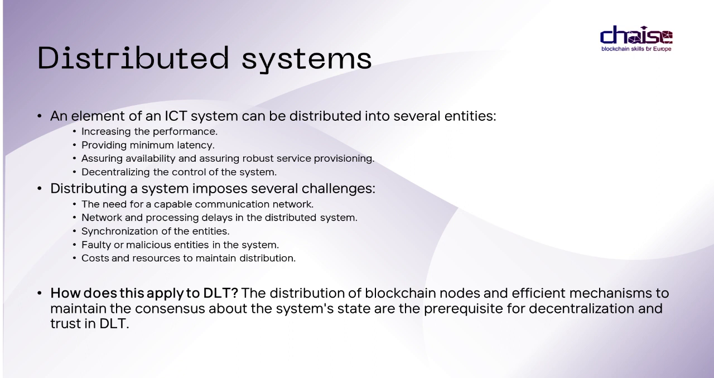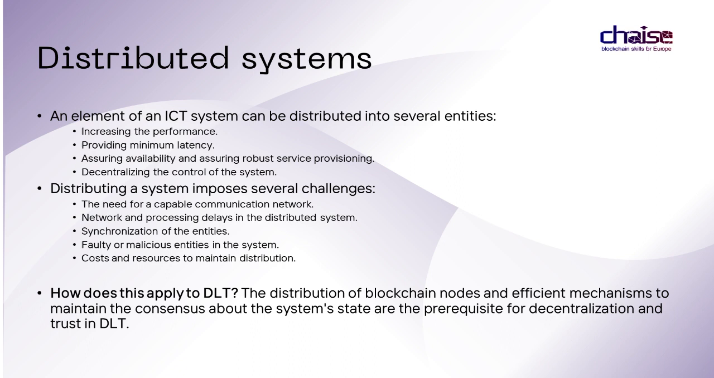For this reason, for example, computers in an airplane are multiplied, being able to decentralize the control of the system. Distributing a system imposes several relevant challenges. We need a capable communication network to interconnect all the distributed entities. There are network and processing delays in propagating the information within the distributed system.